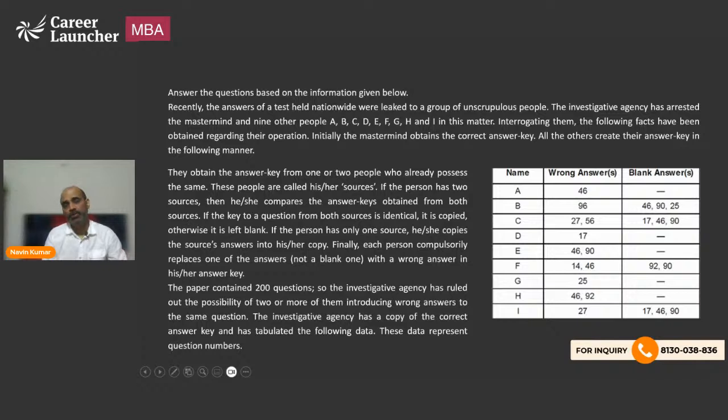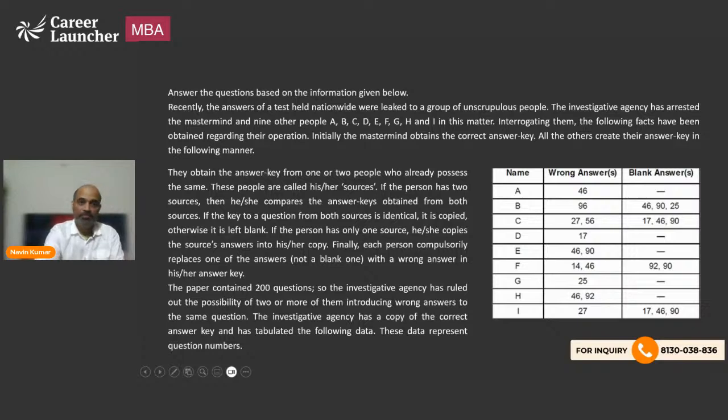The paper contained 200 questions, so the investigative agency has ruled out the possibility of two or more of them introducing wrong answers to the same question. The investigative agency has a copy of the correct answer key and has tabulated the following data. These data represent question numbers. So we have got the names of the people from A to I. We have got the wrong answers in their answer key, and there are certain blank answers. Some of the people have blank answers and some of them do not have blank answers, right? So it's a comprehension. So we need to understand what is given, how to understand and remember it throughout the duration of solving the set, right?